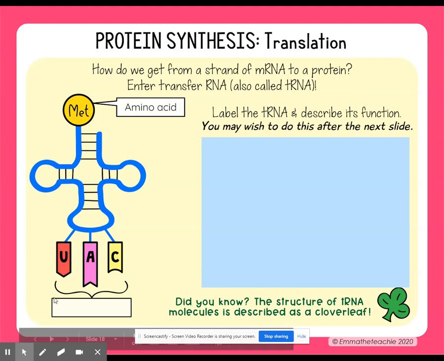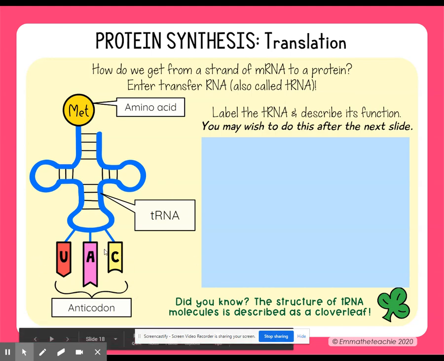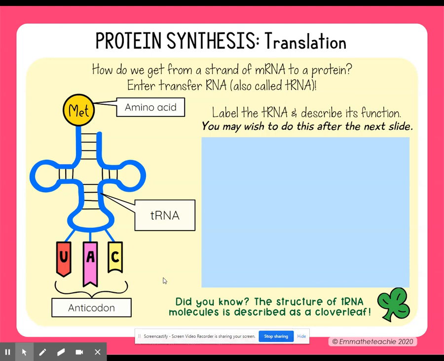And then at the bottom, we have a series of 3 letters. And now with messenger RNA, we call it a codon, but if it's located on a transfer RNA, we call it an anticodon. And then our box here in the middle, that's just pointing to the transfer RNA itself. But then here, this series of 3 bases is the anticodon. Okay, so now we're going to talk about what it does.